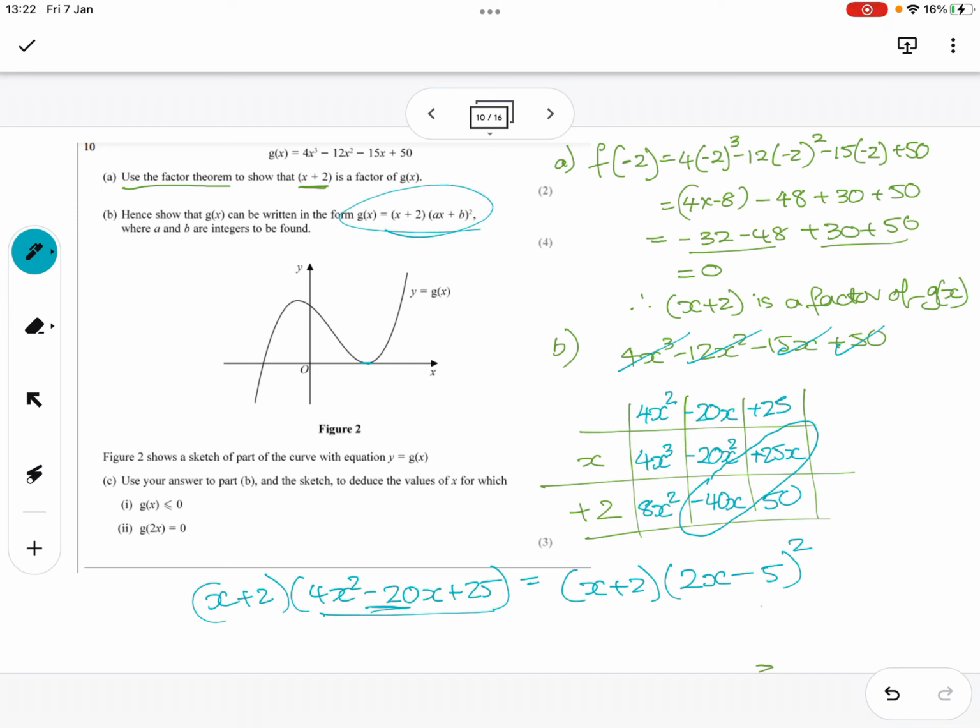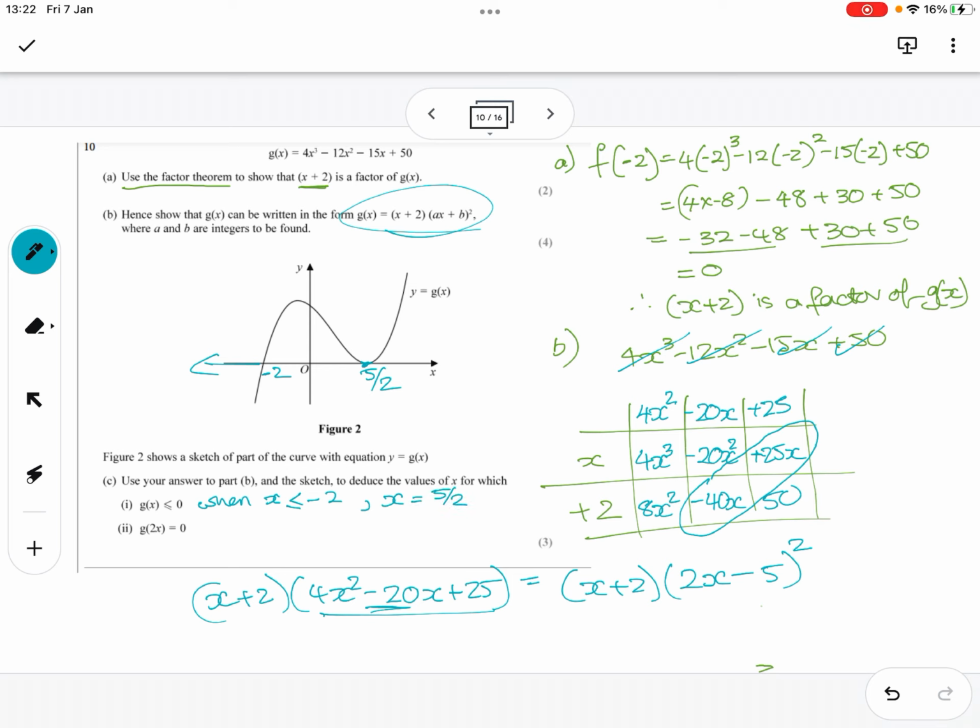Then use your answer to part B and the sketch above to deduce the factors. So g of x is less than or equal to 0. It's equal to 0 there and it's less than 0 there. And that point there must be minus 2, and this point again is 5 over 2. So g of x is less than 0 when x is less than or equal to minus 2 and where x equals 5 over 2.